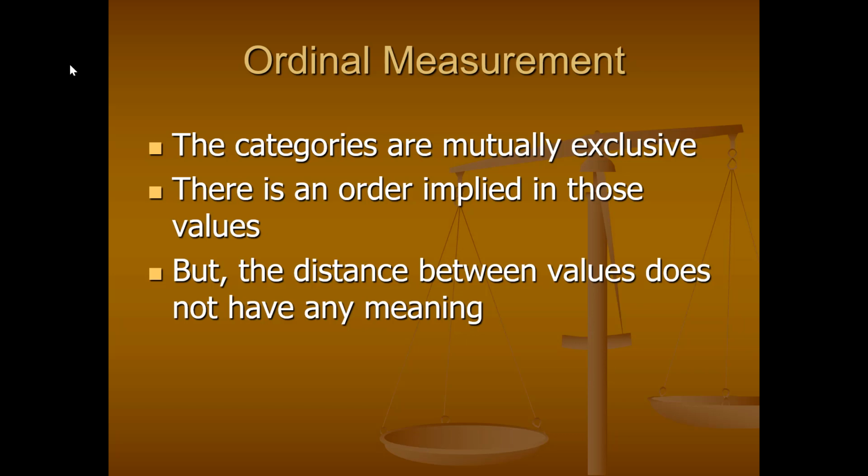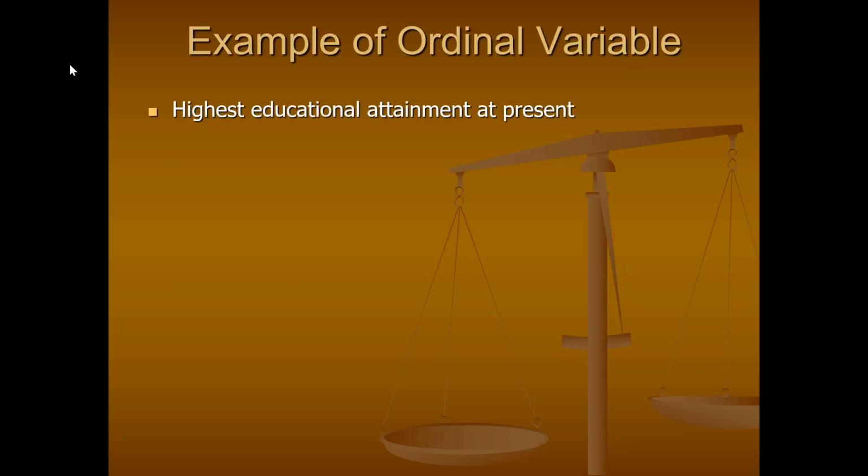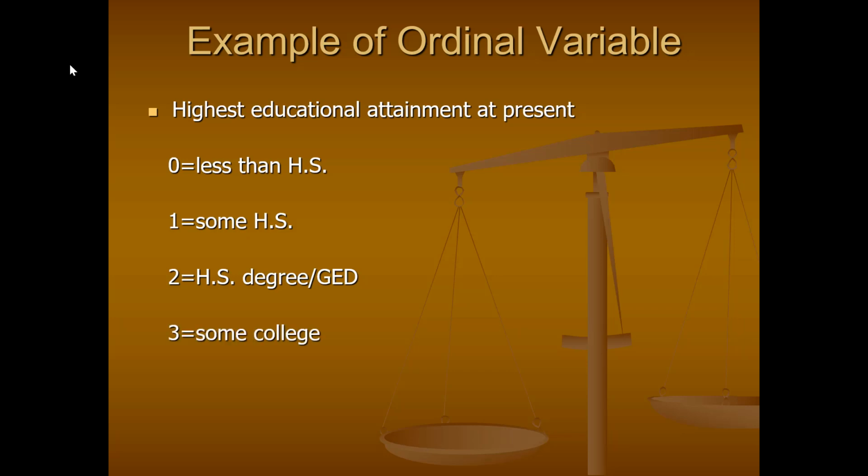This is hard to explain without a graphic, so let me just go through an example. Let's say I have highest educational attainment at present. That's the question I'm asking on my survey. Answers are 0, less than high school, 1, some high school, 2, a high school degree or a GED, 3 is some college, a 4 is college degree, and 5 is more than college degree. So in this case, the categories are mutually exclusive. A person can only be in one of these 6 categories.